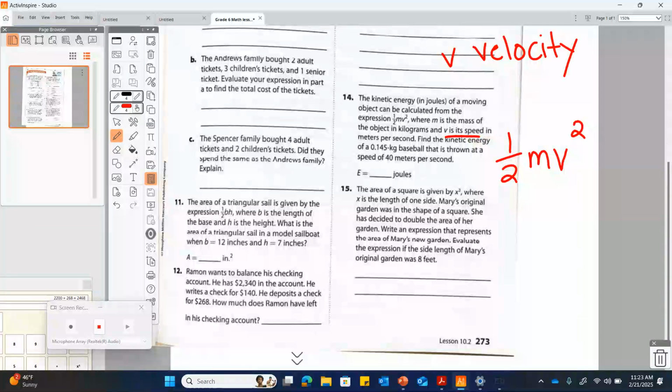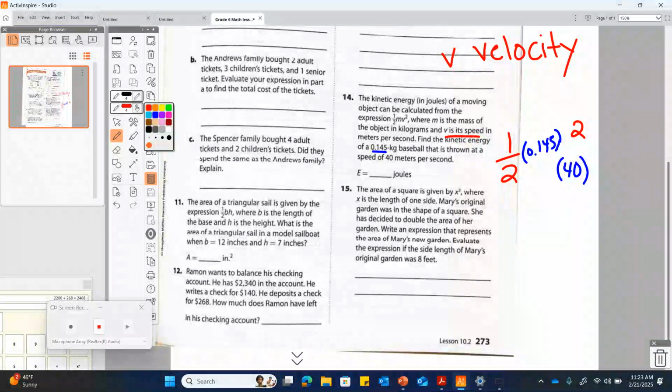So I'm going to erase the letter m. This is what I mean by substitution. And I'm going to put in the weight they gave me of 0.145. Okay? And then I'm going to erase the letter v. And for the letter v, I am going to put in 40. And that 40, it's kind of hard to see, I have kind of a mess here, is to the second power.